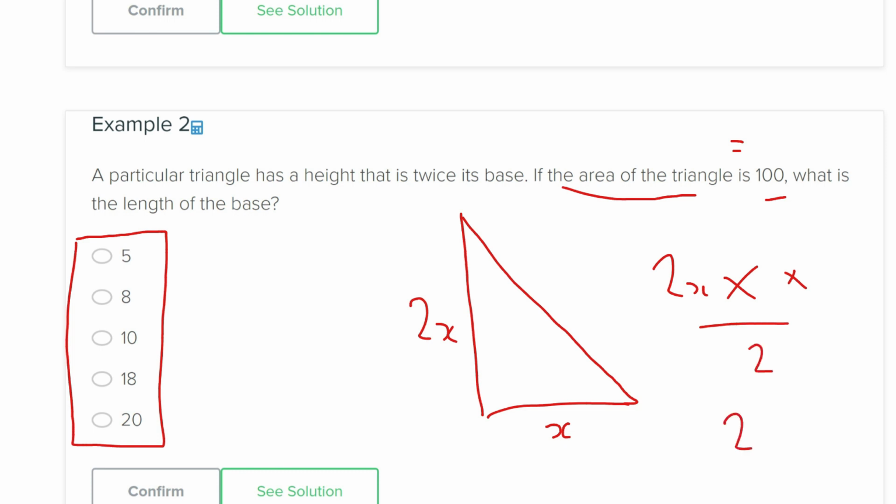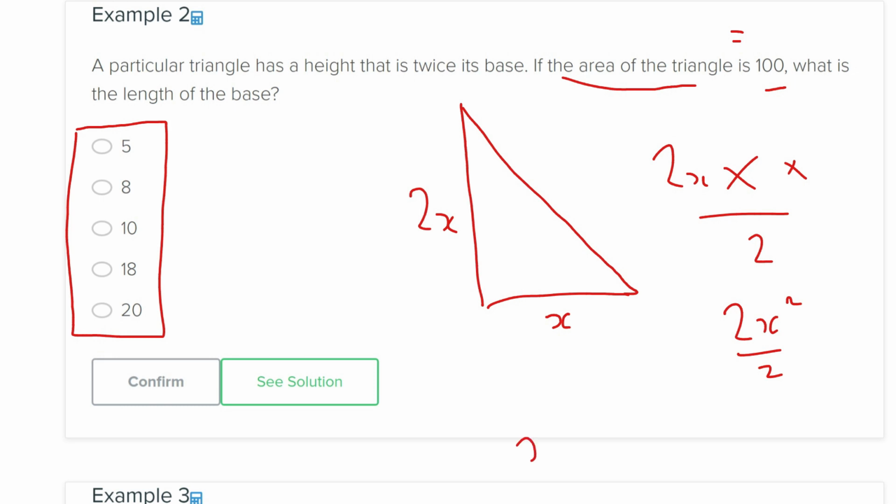And that would give us 2x squared over 2, which is just x squared, because the 2's cancel out. So x squared, and don't forget this area equals 100. So x squared equals 100, meaning of course that x equals 10, or minus 10, but in geometry you can't have negative lengths. So x is 10.